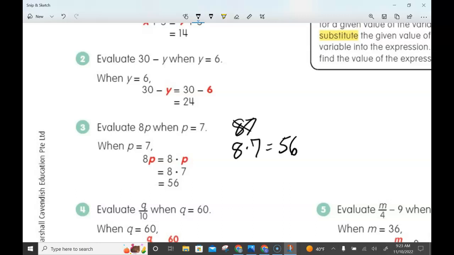So once again, they're giving us the value of the variable. You will not always be given the value of the variable, but for this lesson you will be. And so we just plug it in within the algebraic expression, 8 times 7, 56.